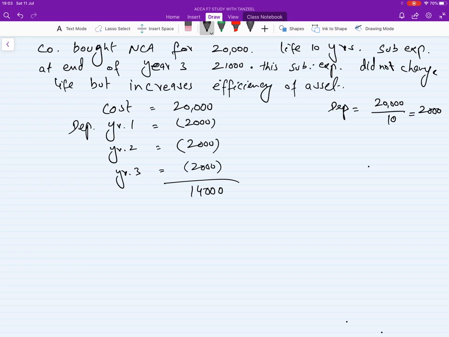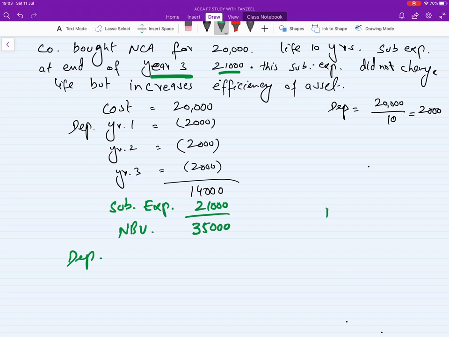Okay, now as per the question it says at end of year 3 you have subsequent expense for 21,000. Now total cost, the NBV is 35,000. For this, you need to calculate depreciation. So depreciation you can calculate, let me use this color.